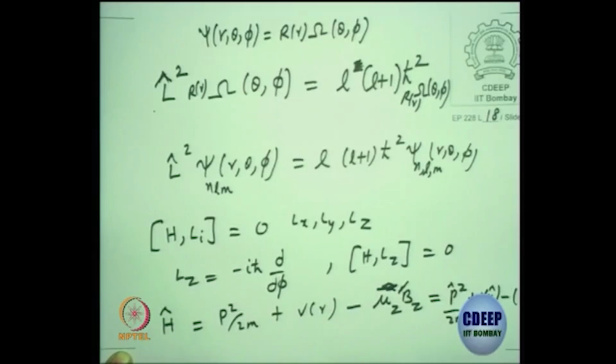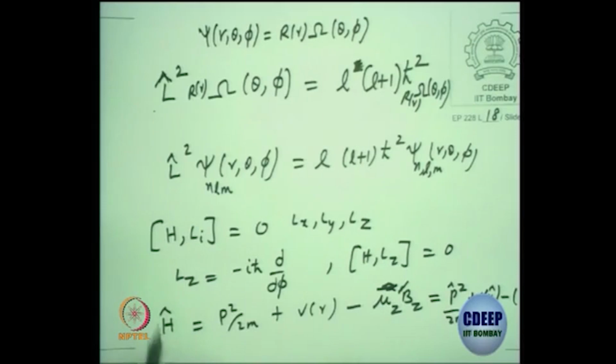It doesn't commute with Lx and Ly. The old Hamiltonian commuted with Lx and Ly also. But the new Hamiltonian still commutes with Lz. Is that obvious from here? Adding a term proportional to Lz, if I take the commutator with Lz, this term anyway commutes and this will also commute, trivial. So it is a simultaneous eigenstate of Lz and the Hamiltonian.